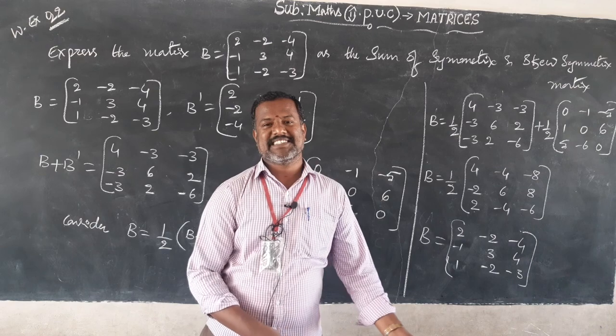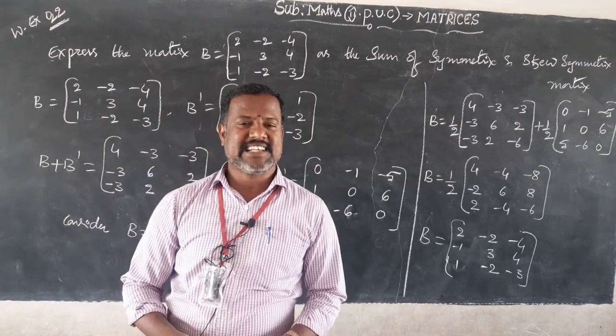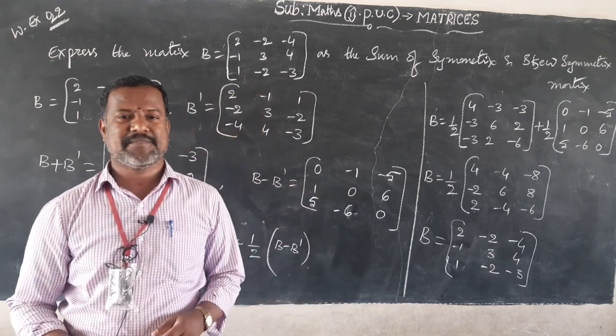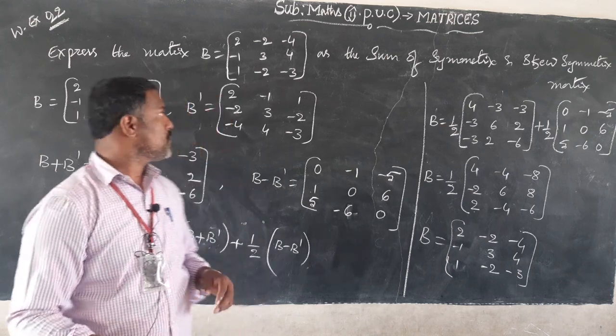This is what we called as how to express any square matrix as a sum of symmetric and skew symmetric matrix. Children, is it understood? Once again I will explain you.